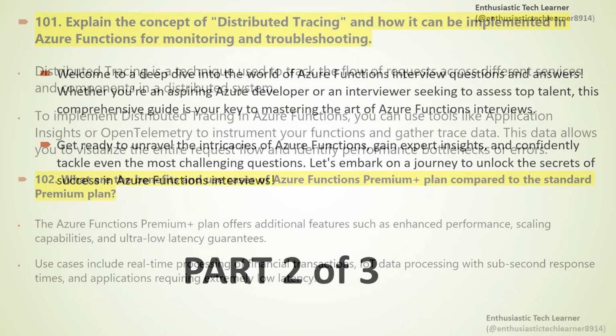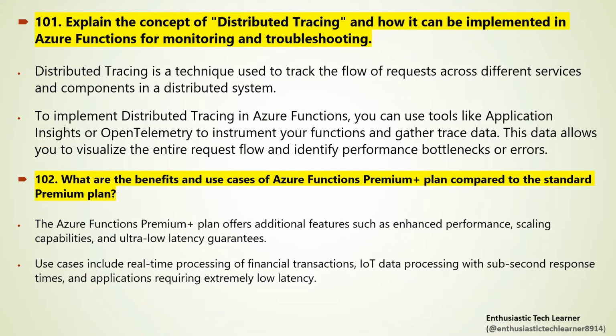Part 2 of 3. Explain the concept of distributed tracing and how it can be implemented in Azure Functions for monitoring and troubleshooting. Distributed tracing is a technique used to track the flow of requests across different services and components in a distributed system. To implement distributed tracing in Azure Functions, you can use tools like Application Insights or OpenTelemetry to instrument your functions and gather trace data. This data allows you to visualize the entire request flow and identify performance bottlenecks or errors.